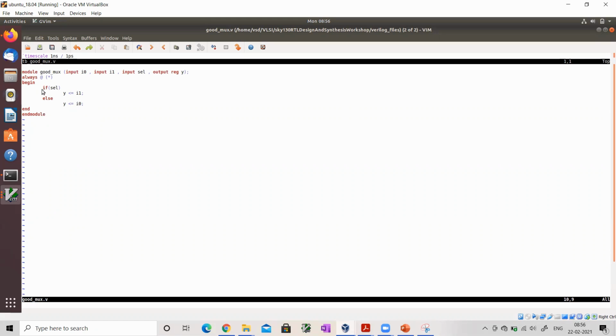So what we are doing is, if there is a select, my Y follows I1. If there is no select, it's going to follow I0. This is the behavior of the mux, right? If I have a select, my output Y follows I1, input 1. If there is no select, that means my select is 0. My output Y follows I0.